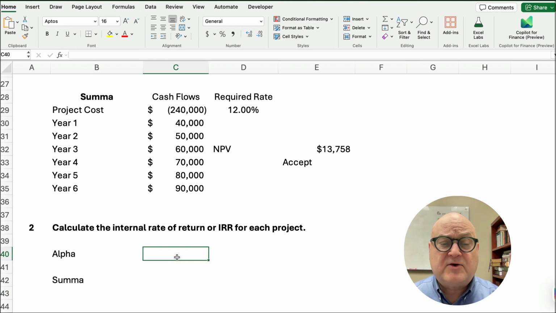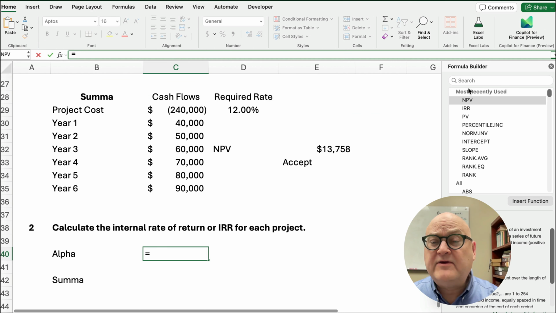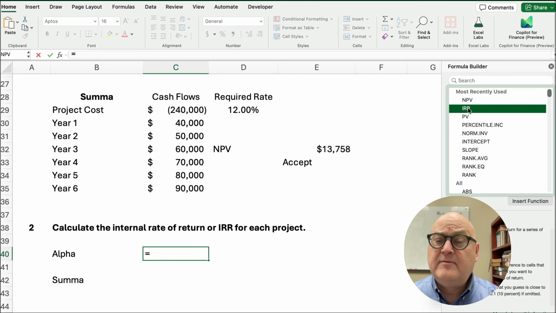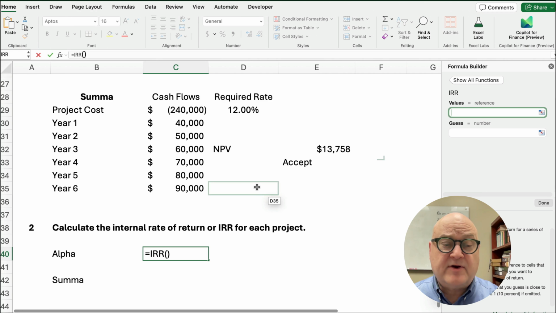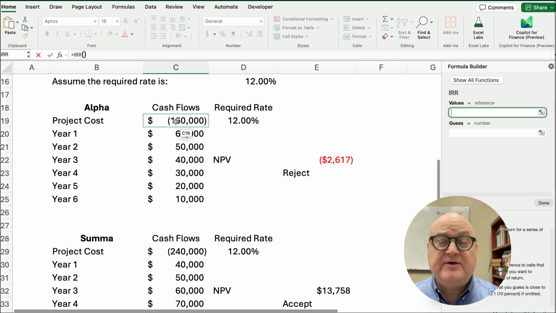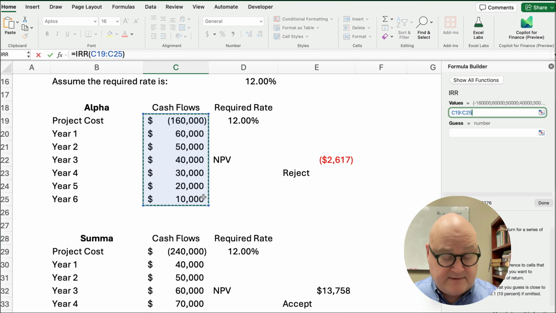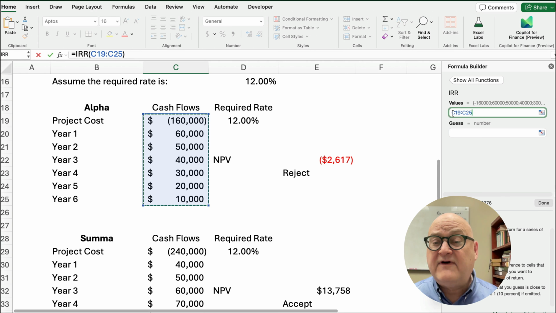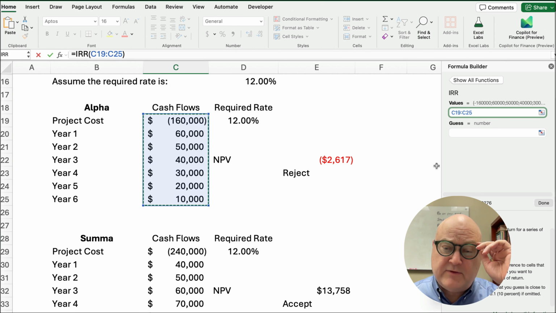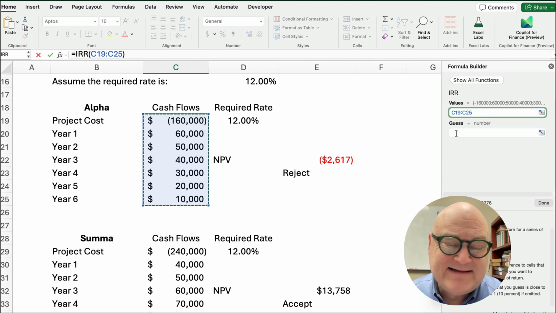So what is the internal rate of return? Well, once again, I'm going to use the formula builder. There is an IRR built into Excel, and it's super easy. For alpha, here's what I need to do. I need to highlight the values, which include the original cost, which has to be negative, and then the positive cash flows. We can guess. We know it's going to be a little bit more than 10, a little bit less than 12. I typically don't guess anymore.